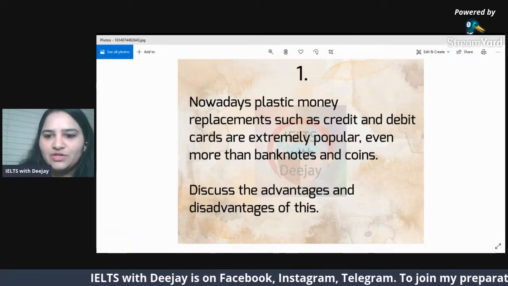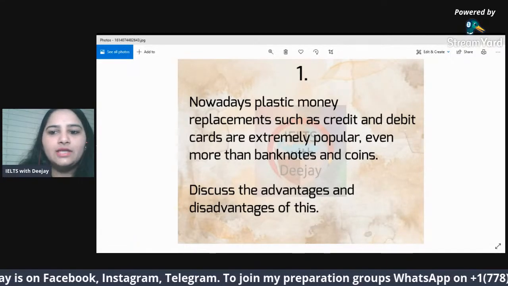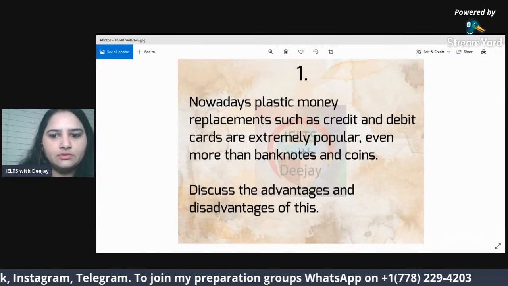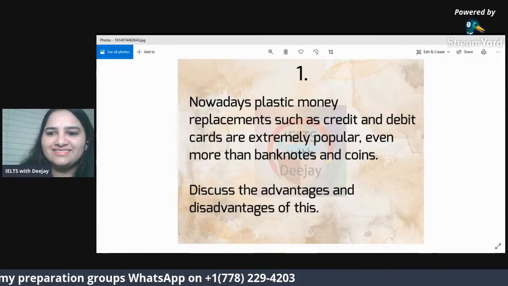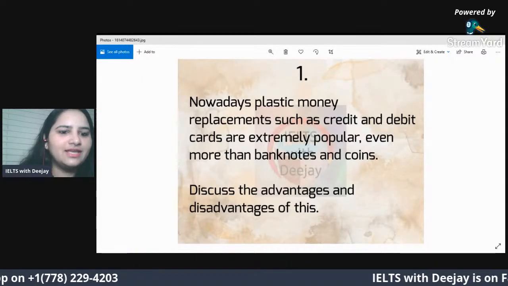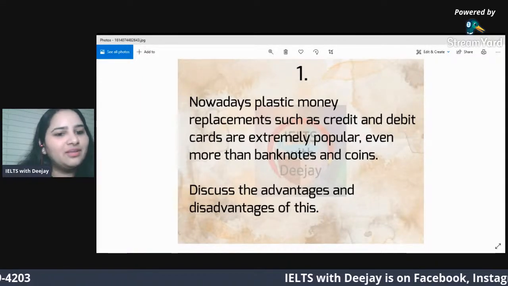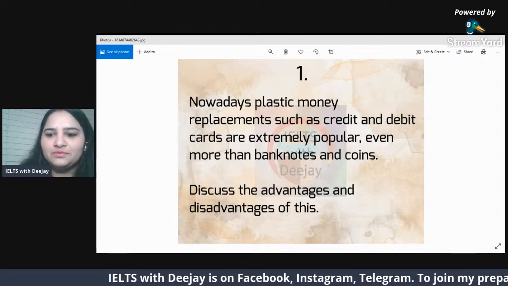Okay. Currently, electronic money has taken over paper and coins. You're welcome, Navneet. Okay. Anything else you guys want to add in this essay? Because we have done the paraphrasing. Thank you so much, guys. Thank you so much for helping other people.